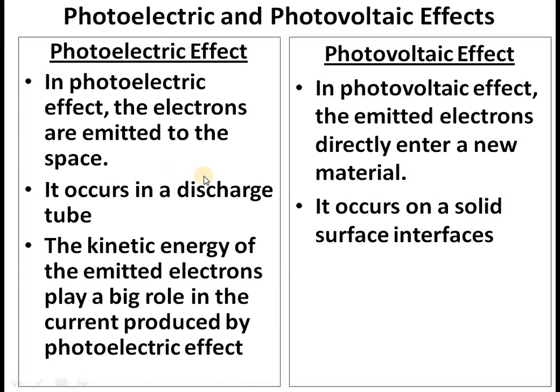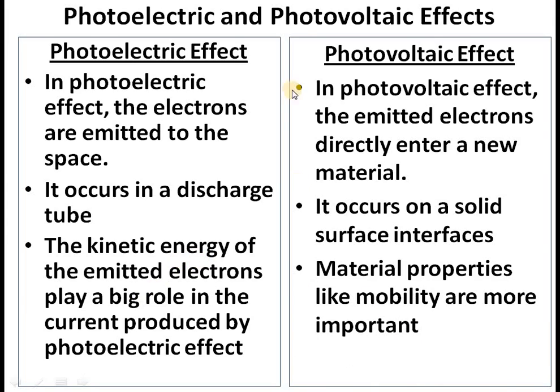And in photoelectric effect, kinetic energy of the emitted electrons play a big role in current production. Okay. Energy is very important. With what energy it is coming out, what velocity or speed of the electron ejected from the plate. Okay, so depending on the speed, current flowing through the circuit may change.